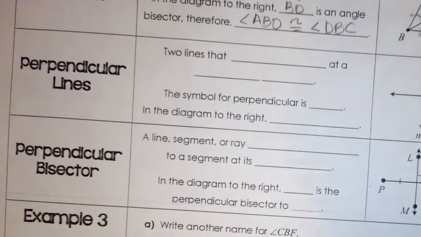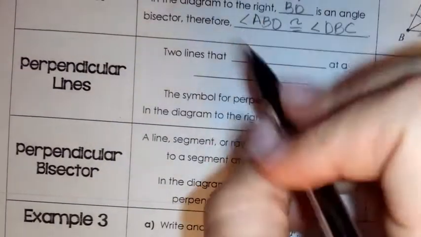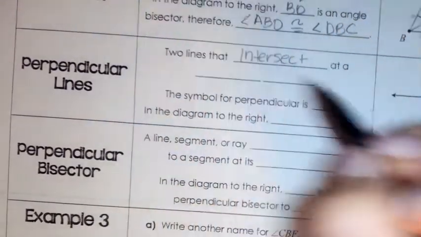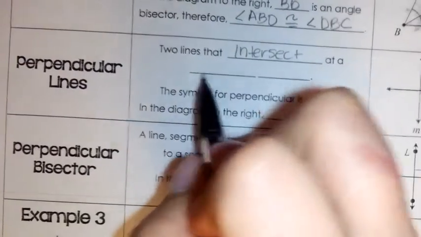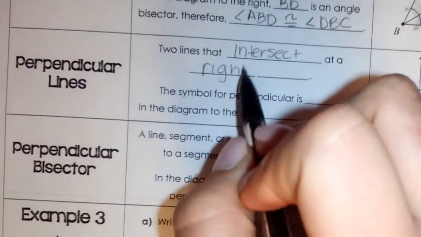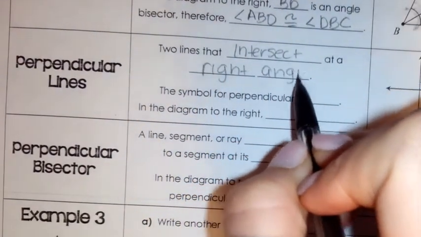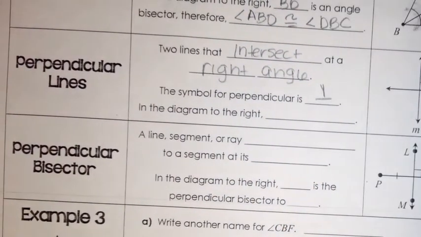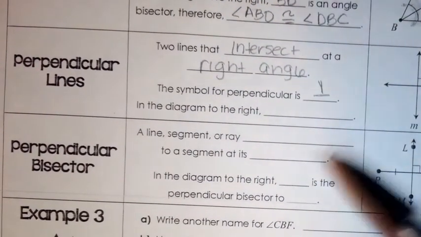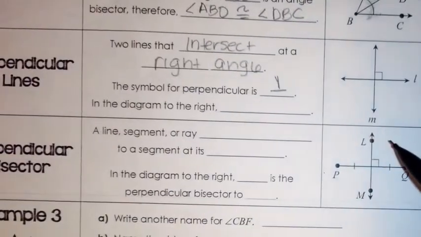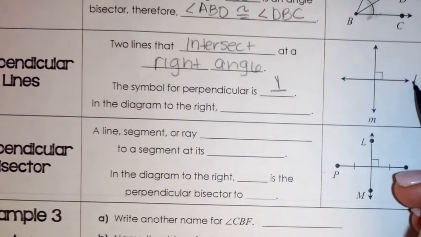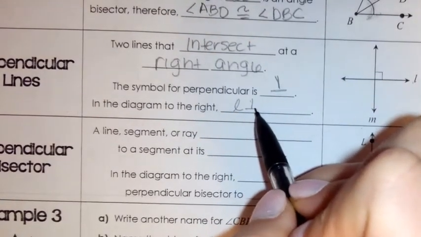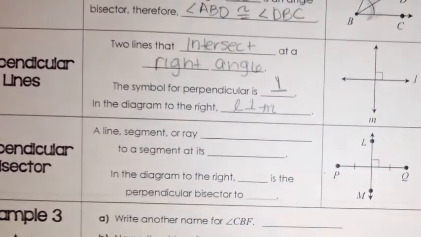Perpendicular lines are two lines that intersect at a right angle. So the symbol for perpendicular is an upside down T. So in this diagram here, we can say line L and line M are perpendicular. So we would write L is perpendicular to M.